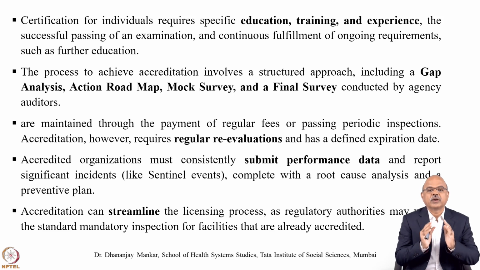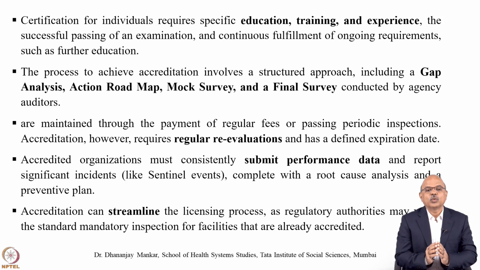The process to achieve accreditation involves a structured approach. It can include gap analysis, an action roadmap, a mock survey, and a final survey conducted by an agency audit. So this is the entire process, which goes step by step. If the hospital has a well-developed team to work on this, it definitely helps to meet the requirements of accreditation. So everything is possible to achieve. It is only that the hospital needs to develop an attitude to work on motivating its employees, with support from higher leadership that the hospital is going for accreditation.